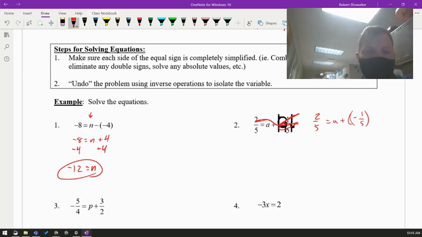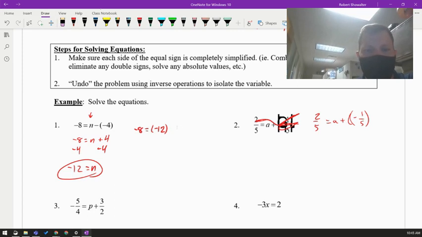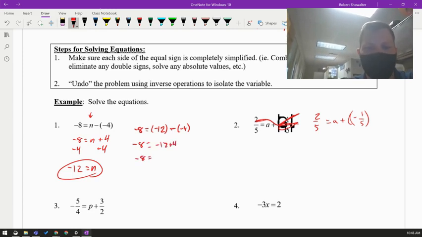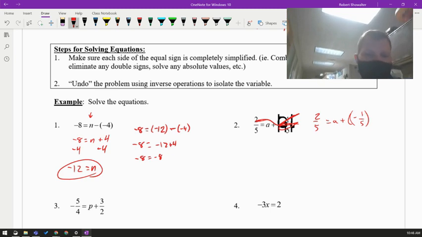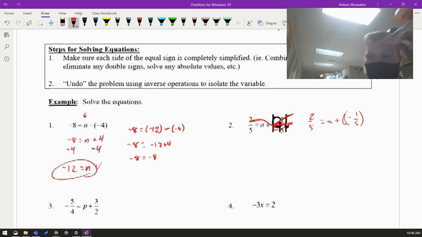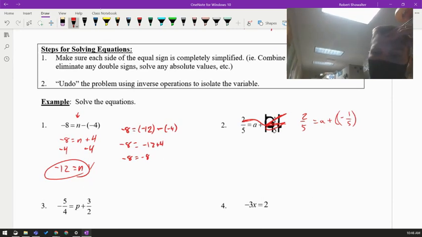What that means is that if you drop that in for n into the equation, and you simplify that right-hand side, you're going to get negative 12 plus 4, which is going to be negative 8 equals negative 8, which makes a true statement. So then we know that that's actually the correct variable. So if we go ahead and look at number 2, we have 2/5 equals a plus negative 1/5.